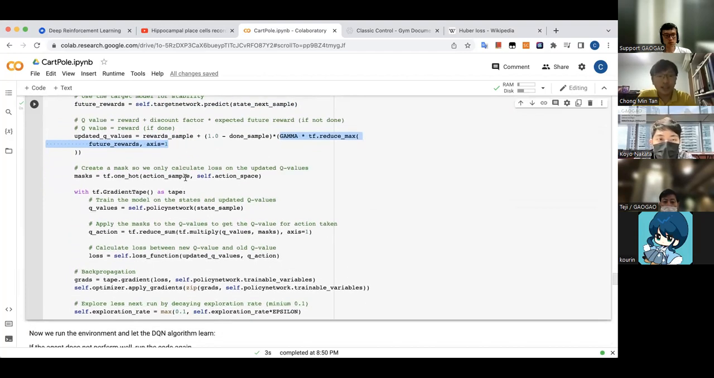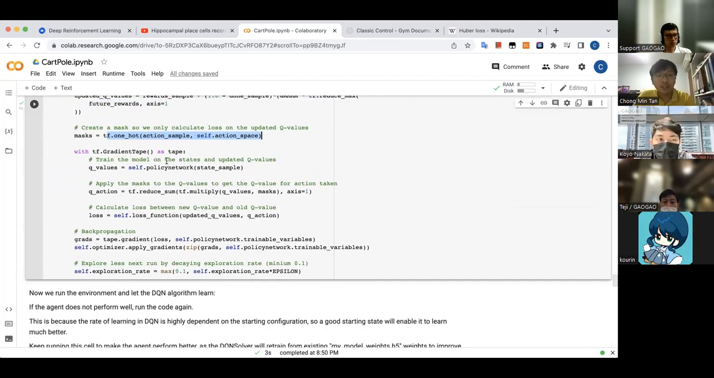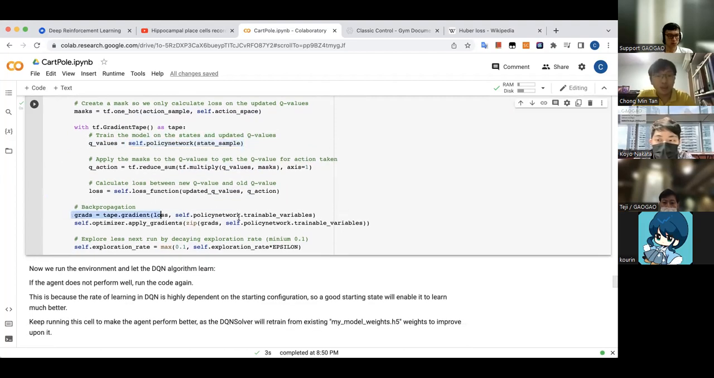After that, we only do for the updated Q values the action that we chose. So we do a one-hot encoding mask in order to multiply it so that we only backpropagate the gradients with the actions that we chose. Then we also do the current step look ahead with the policy network. And then what we do is we apply the gradients to the policy network.